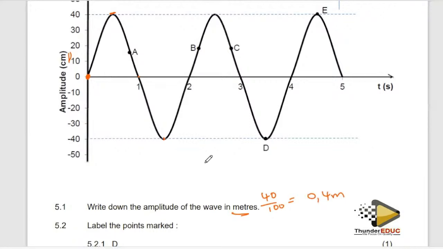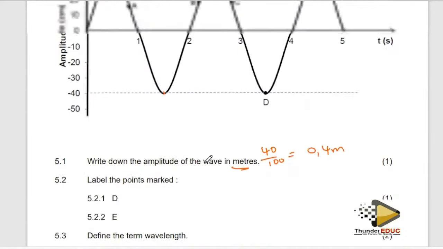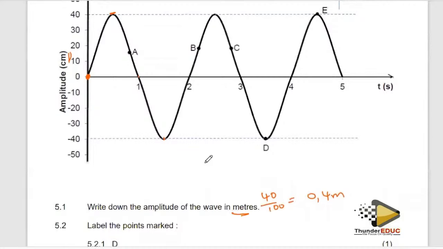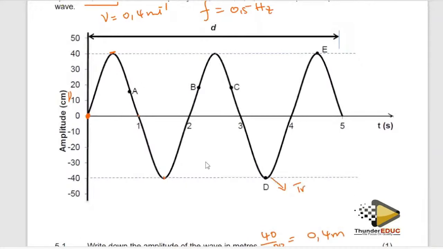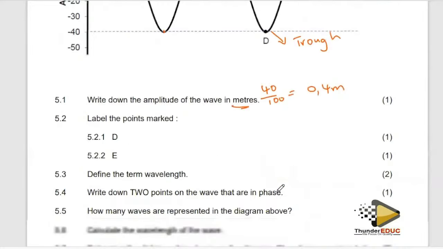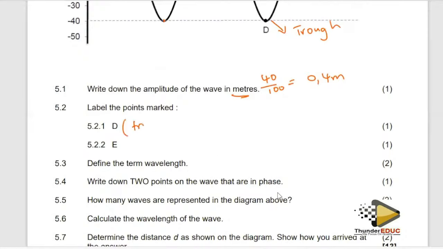Then 5.2, can we name the points D and E? From this, we know that D is what we call the trough, and then E is what we call the crest. The topmost part or the turning point of the wave is the crest, and then the trough. So the maximum is the crest and the minimum is the trough. So we say D is the trough and E becomes the crest.